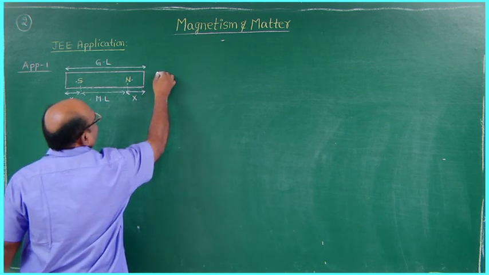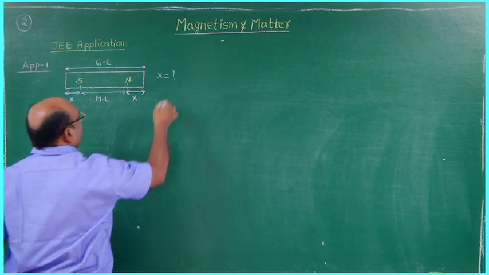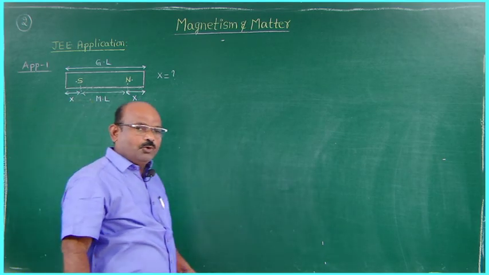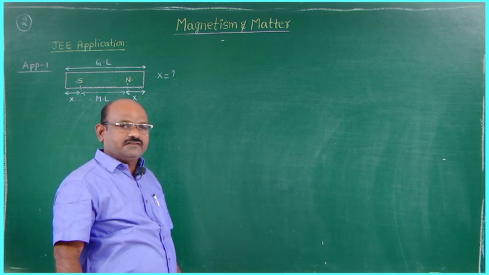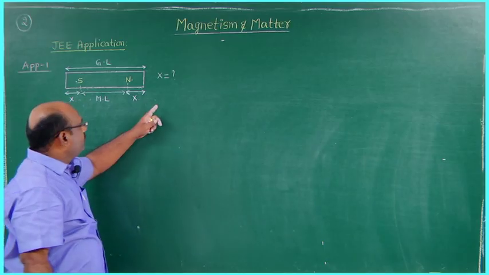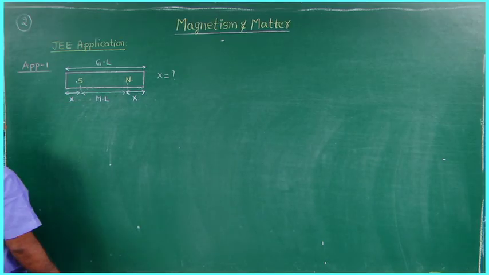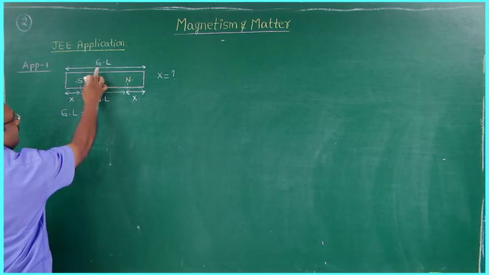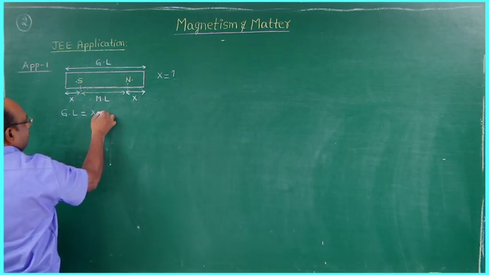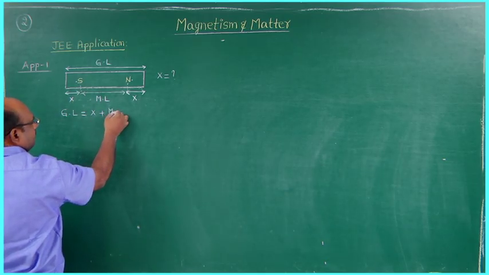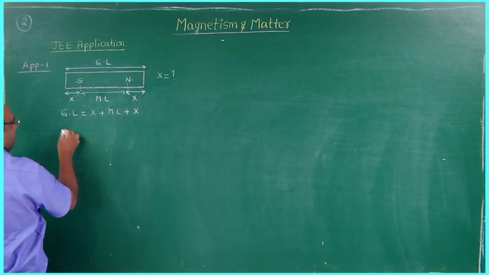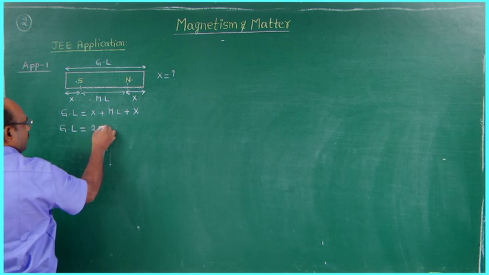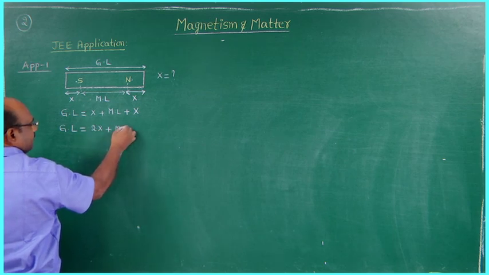Now, in this application we are going to find the x value. X is equal to how much? That means find the position of the pole from the end of the magnet. That is the question. Actually, if you observe the diagram from geometry, here the geometric length must be equal to the sum of x plus magnetic length plus x. Therefore, geometric length is equal to x plus x, that becomes 2x plus magnetic length.